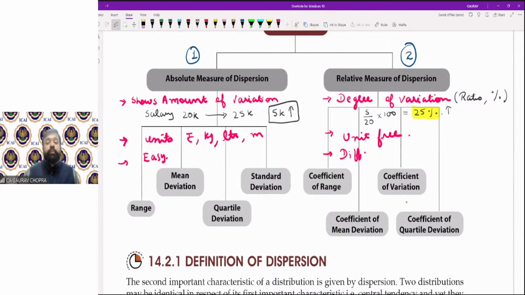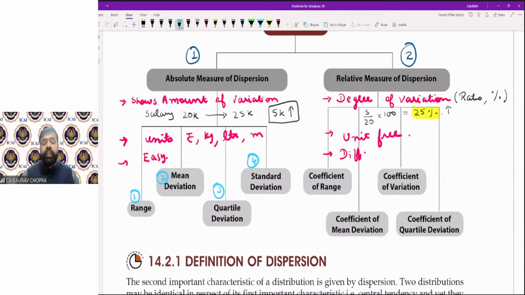So in case of absolute measure, we are going to study four main points, that is range, mean deviation, quartile deviation, and standard deviation. These four deviations are studied under absolute measure. तो absolute measure में ये सारे चार points हम discuss करेंगे.